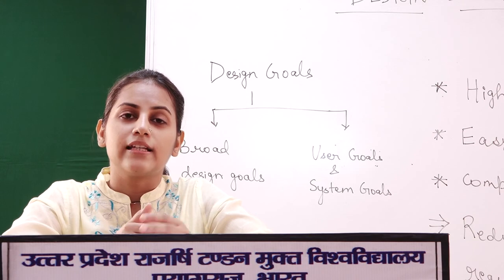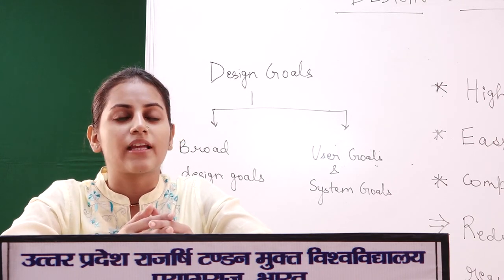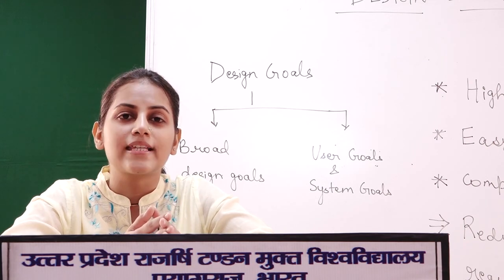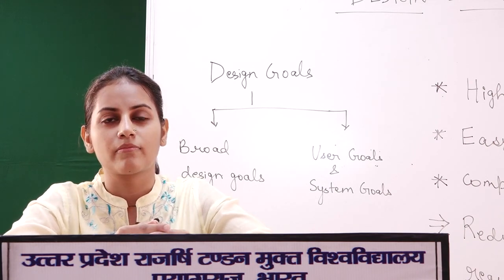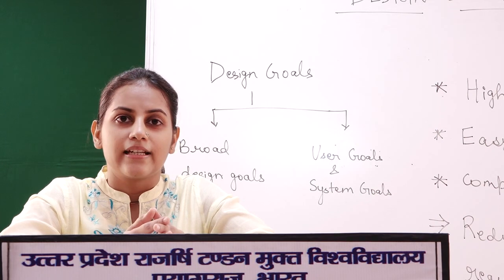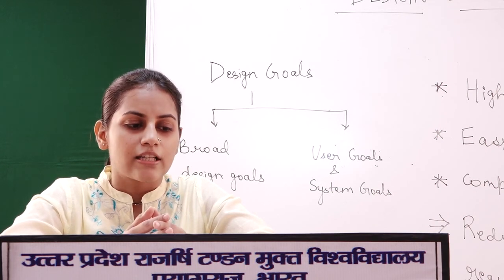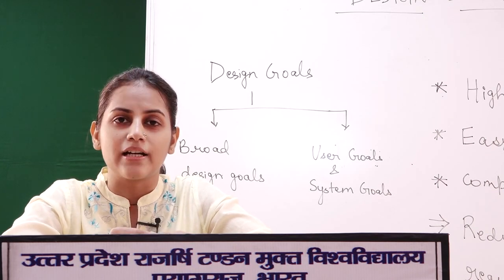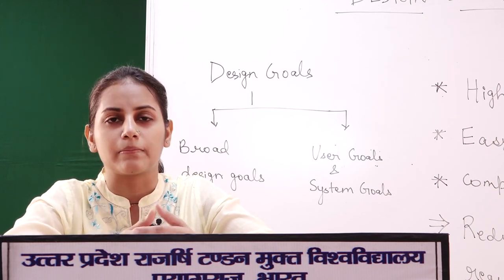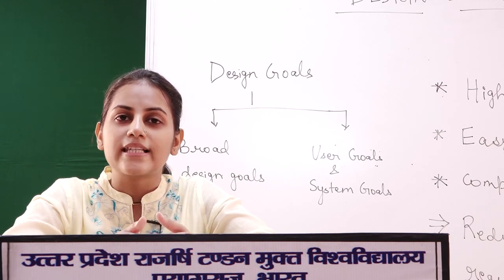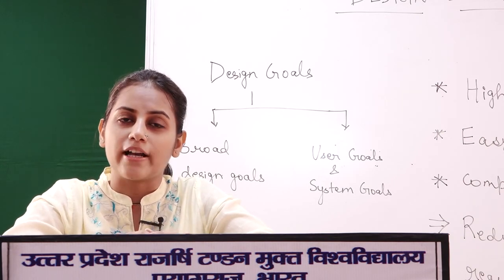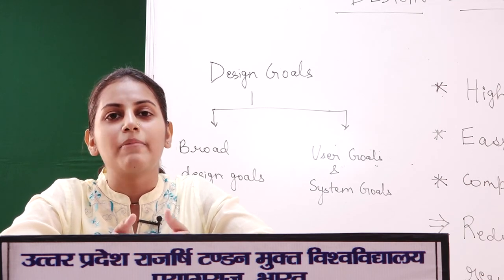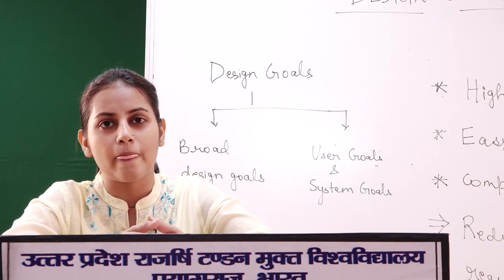While studying the design goals of the operating system, it is also important to understand the difference between policy and mechanism. Policy tells us what is going to be done in the operating system, while mechanism tells us how that can be done. A good design of operating system is one that separates as much as possible the policy and the mechanism of the operating system.